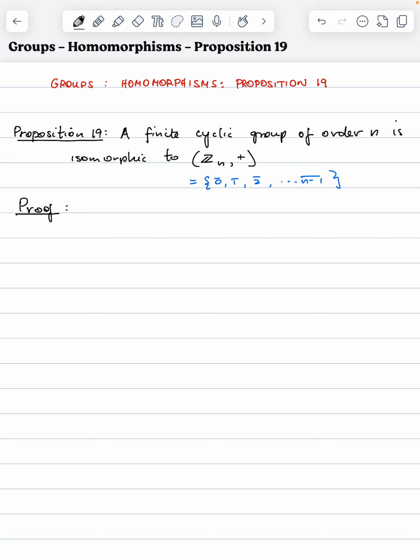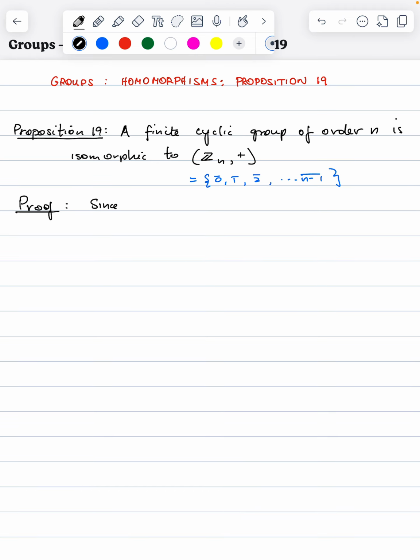And in a sense, we might as well just study Zn instead of different types of finite cyclic groups, right? So let's look at the proof. Now, since G is a finite cyclic group, it has a generator.